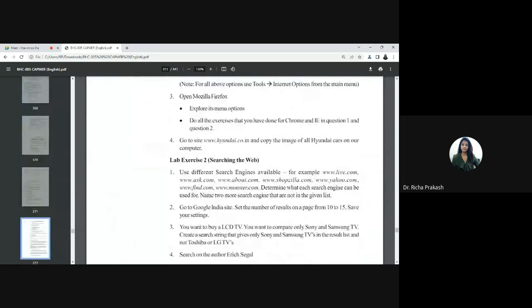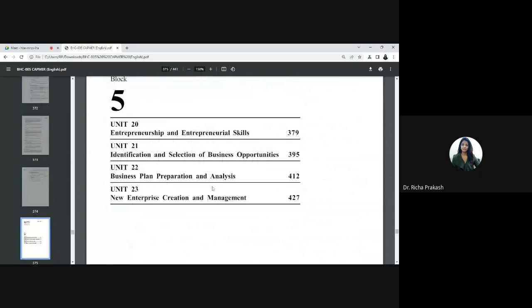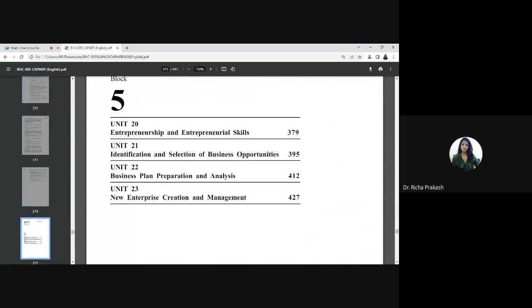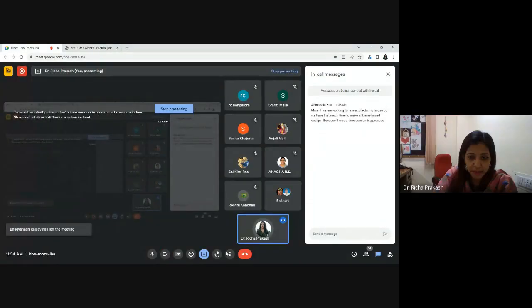गूगल शीट कैसे यूज करना है, गूगल मेल कैसे भेजना है, it's all about that. And the next important topic that we'll be talking about is block 5, which talks about all the entrepreneurs. You want to become an entrepreneur, what are the skills that one should have, what are the qualities that an entrepreneur should have. So all these things are there. So I'll end today's session here.